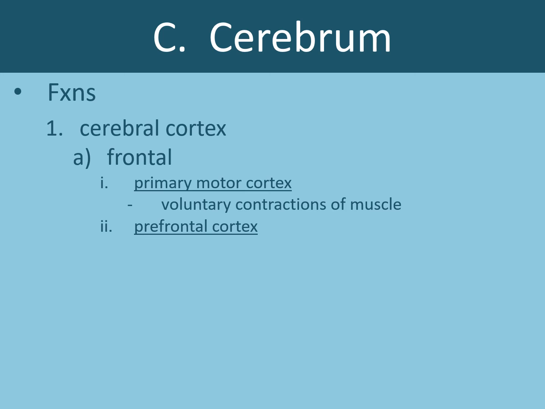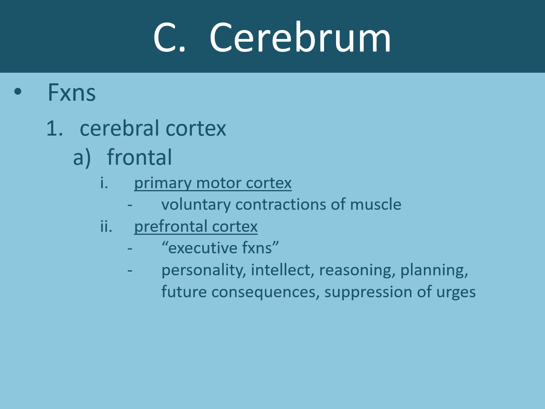Second is the prefrontal cortex. This large anterior area controls many higher functions that we call executive functions. So the prefrontal cortex controls functions such as personality, intellect, reasoning, planning, understanding the consequences of our actions, and the suppression of urges that may be socially unacceptable.